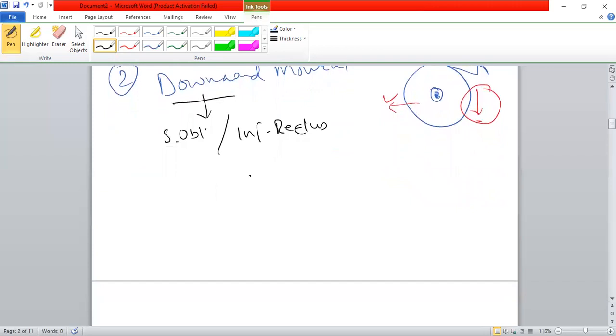This is very important. Now just focus on the eyeball. This is your eyeball, and here is the superior oblique muscle attached through the trochlea. Now the inferior rectus is attached here.